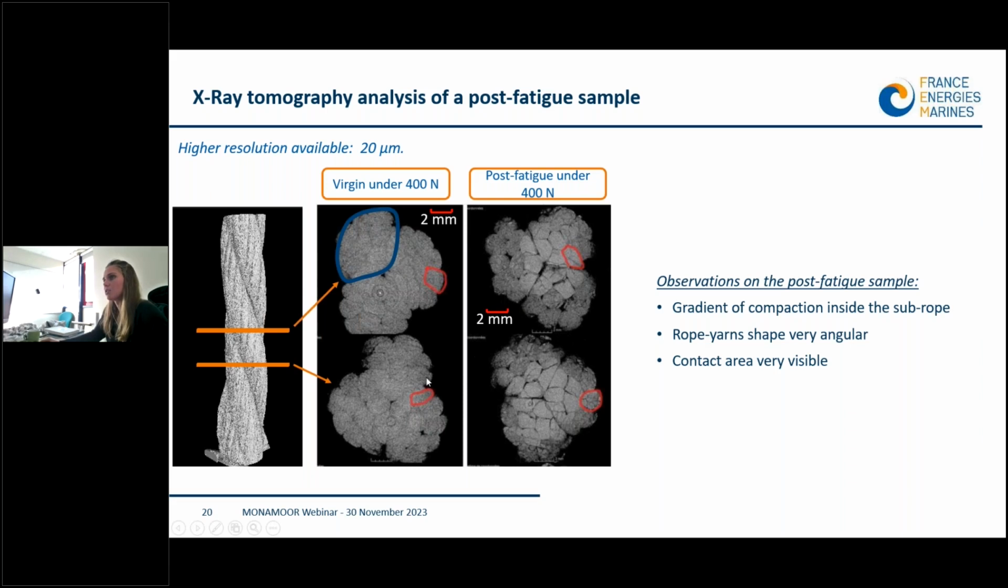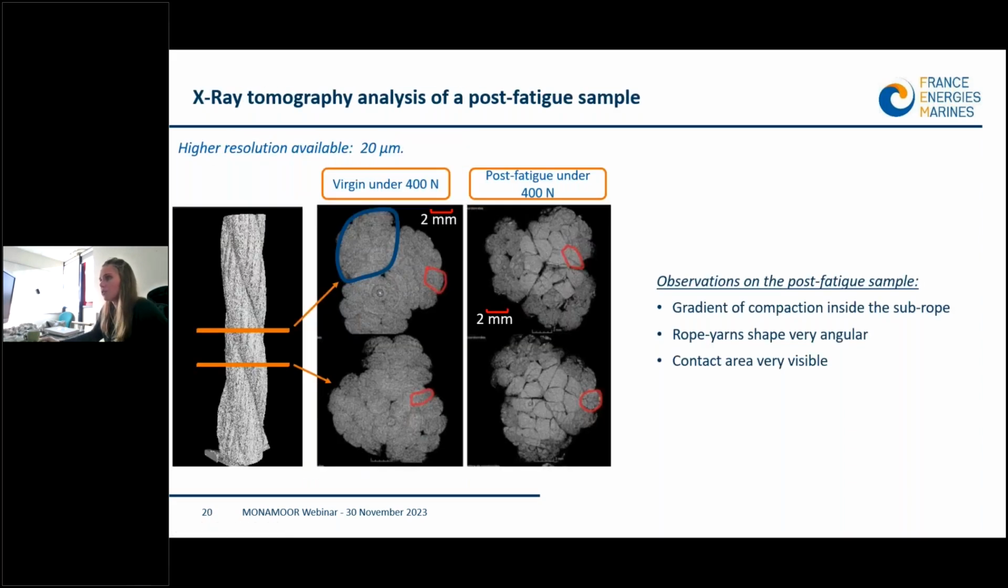Here is for the virgin materials, and on the right it's for the materials after the fatigue test. What we can observe is that after a fatigue test, the rope yarns that are constituting the strand are more dense. They are more compacted, and we also can see the area of contact between the strand. Those evolutions are due, in fact, to the radial compression to which those rope yarns in the center of the subrope will be submitted.